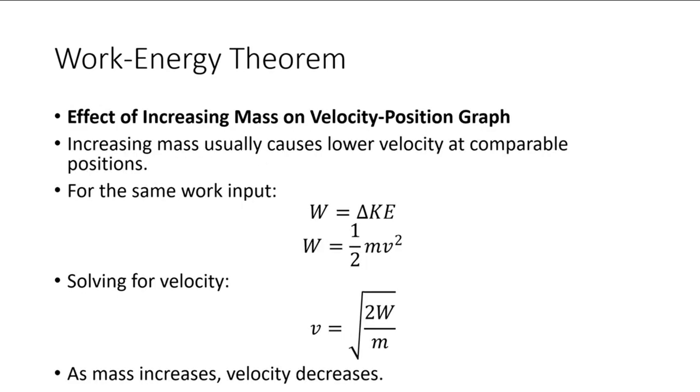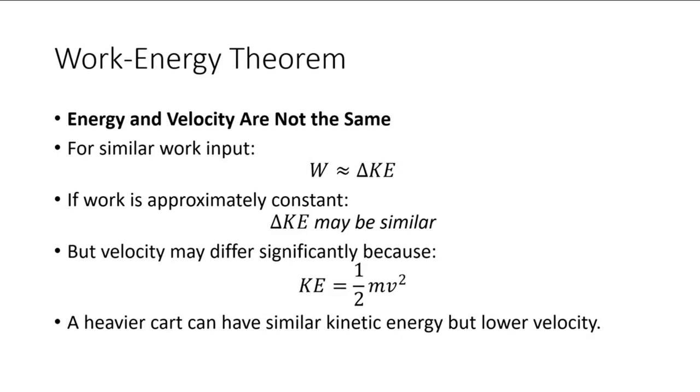Now, for the effect of increasing mass on the velocity position graph, if you increase mass, you will usually have lower velocity at comparable position because of this formula. When you solve for the velocity, the velocity is equal to the square root of 2 multiplied by the work done by the cord over the mass of the cart. Again, as the mass increases, the velocity decreases. This is why heavier carts are expected to move more slowly, even if the elastic cord transfers a similar amount of energy. Now, please take note that energy and velocity are not the same.